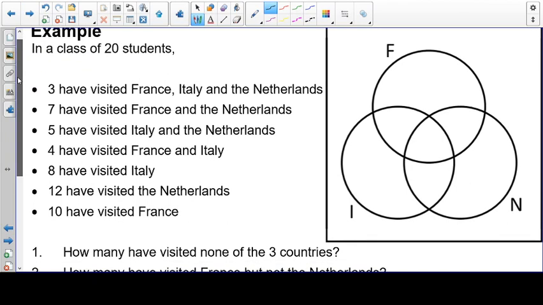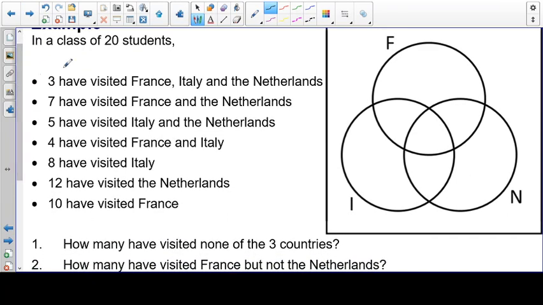Here's an example of a triple one. Quite a common looking one. You can get more complicated ones. You might get 2 that are overlapping and 1 that's not overlapping any. You might get 3 that are all in a row. You might get 1 that's inside the other one. So they can get a bit complicated, but this is a standard looking one.